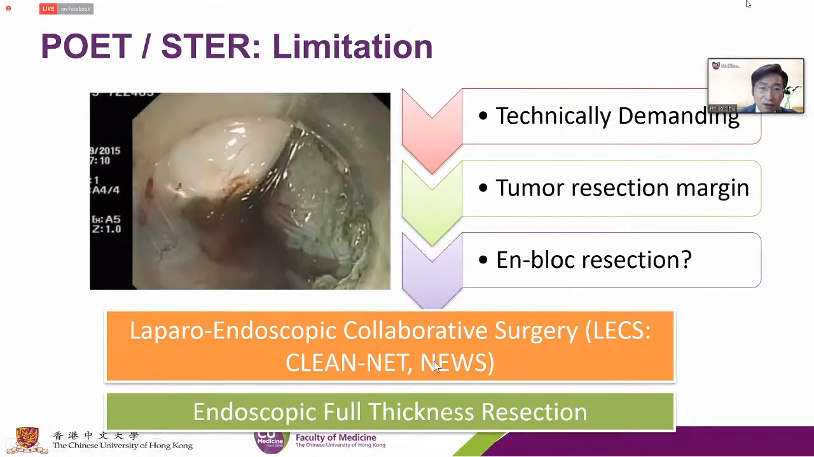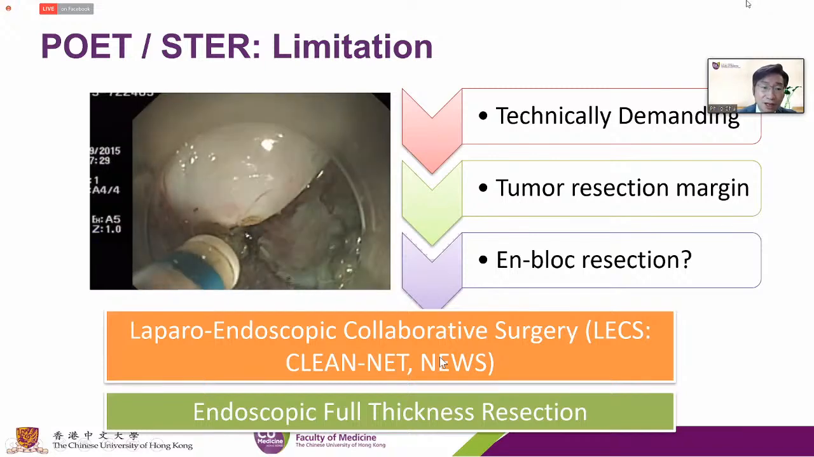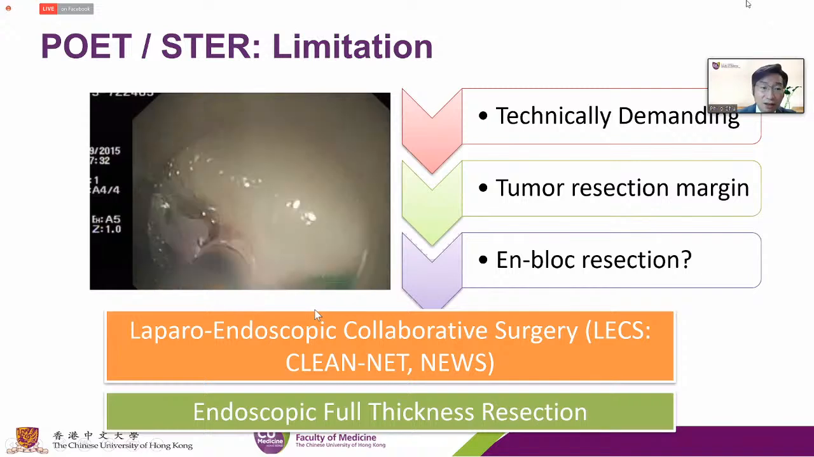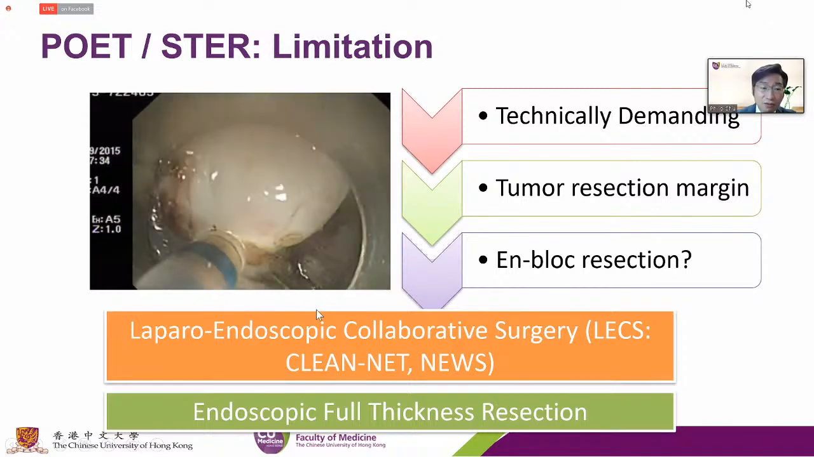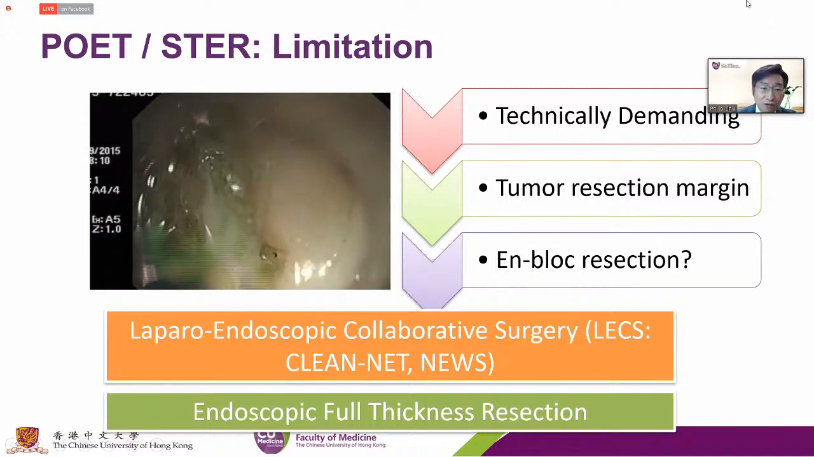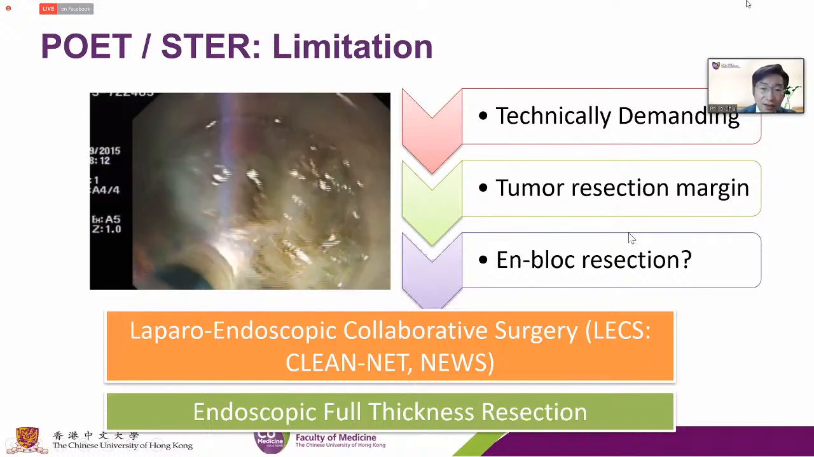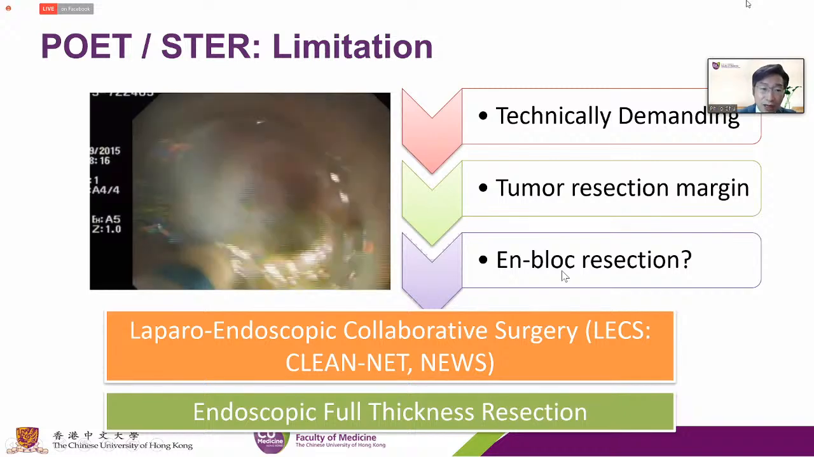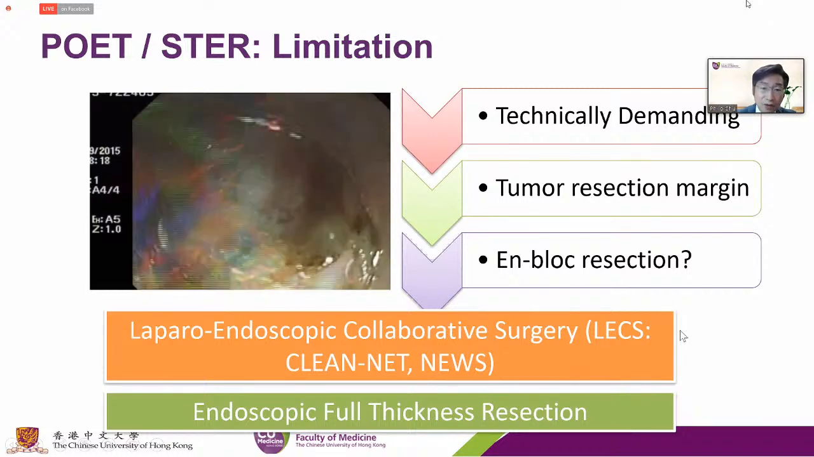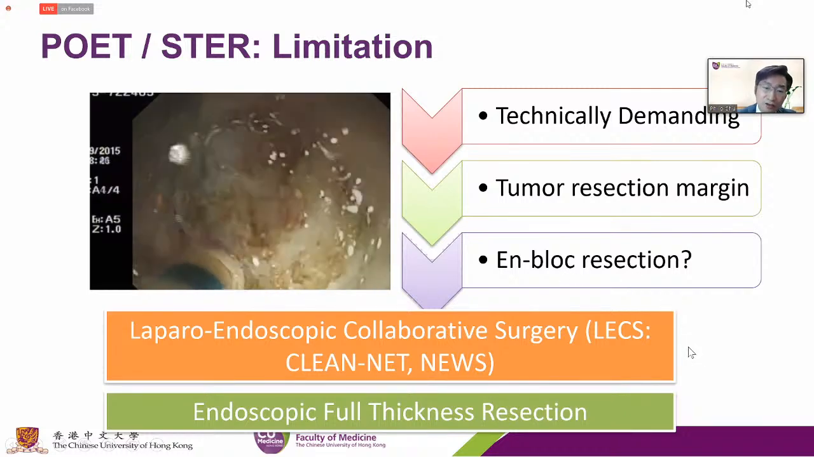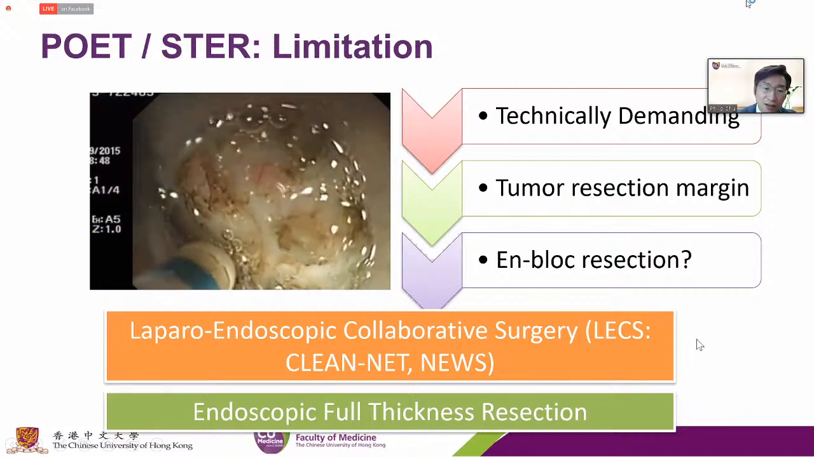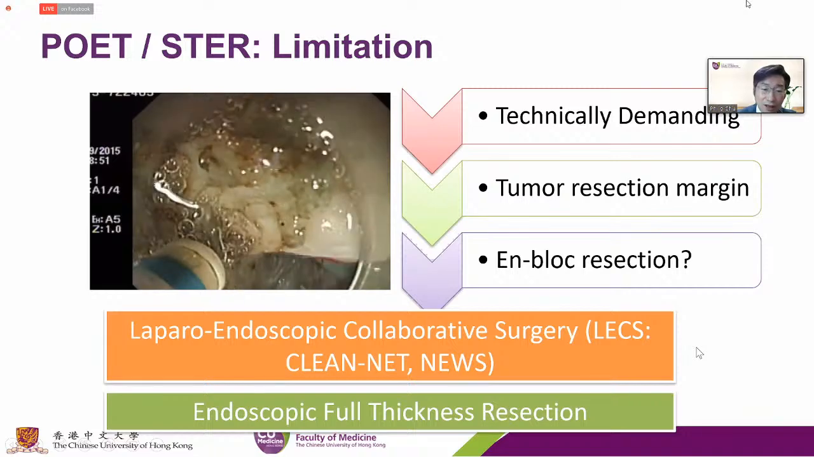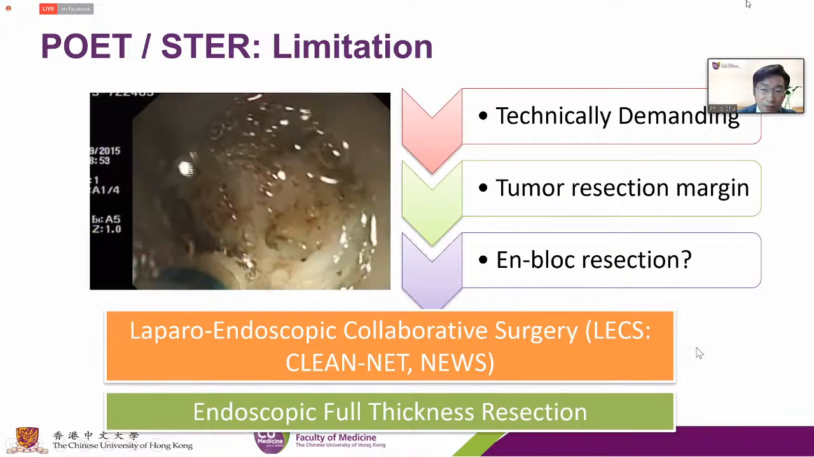But as I mentioned, sometimes it is really worrying, especially in dissecting a GIST tumor, that in submucosal tunnel resection, we may be breaching the capsule of the tumor, and failure to achieve an en bloc resection will end up in a recurrence for GIST tumor. So I think there are 2 ways to manage that. One is laparoscopic endoscopic collaborative surgery, while the other is endoscopic full thickness resection.